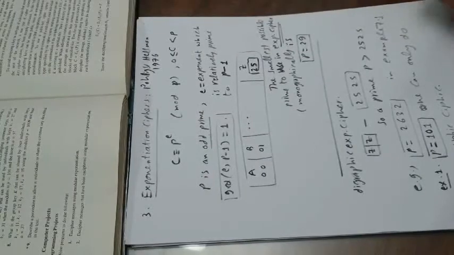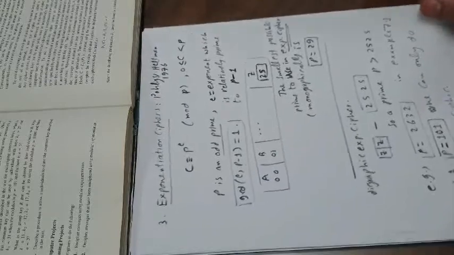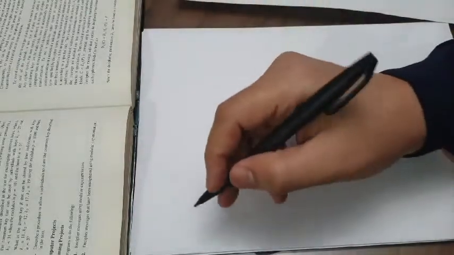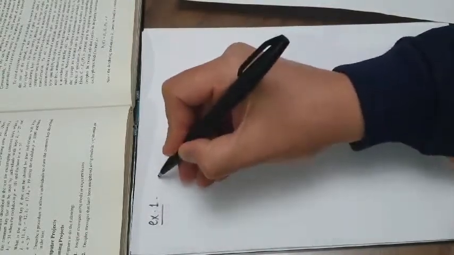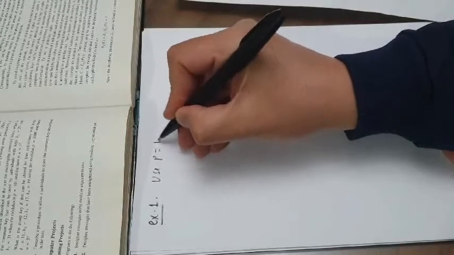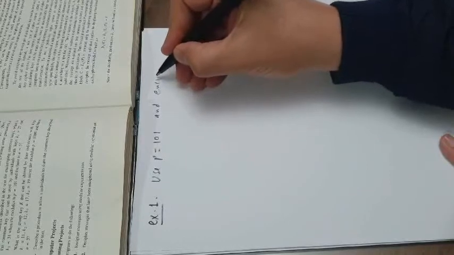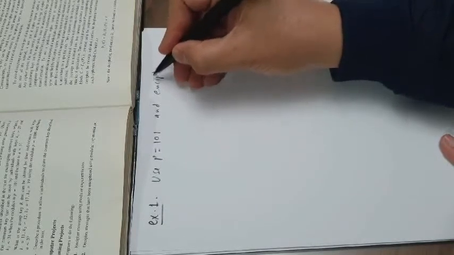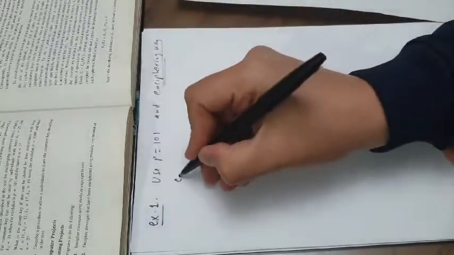Try to make a sketch of the proof after a while, but let's do some computation first with the enciphering, the first direction of enciphering using the exponential cipher. I'm looking for easy calculations. Let us go with exercise 1. Use p equals 101 and enciphering key, the exponent e equals 3.